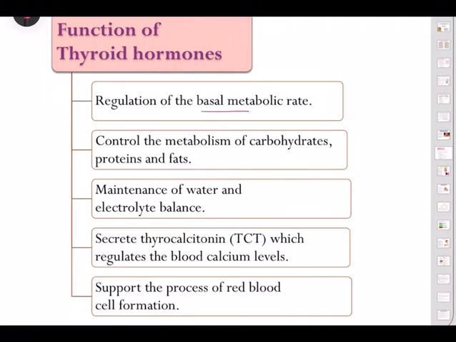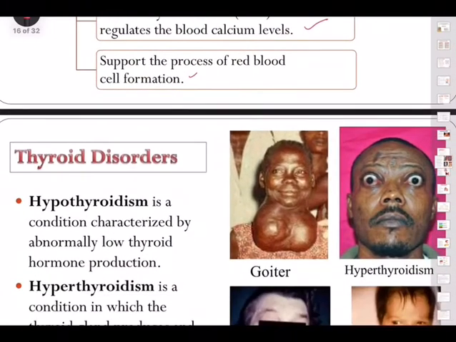So that's called goiter. It is basically regulation of metabolism, that's why it's very, very important. When somebody becomes abnormally fat, the physicians will test T3 and T4. Nowadays many people frequently undergo blood tests to see the levels of T3 and T4. They control the metabolism of carbohydrates, fats and proteins. Most important, they maintain water and electrolyte balance, so osmosis is maintained. The thyroid also secretes thyrocalcitonin, which regulates blood calcium levels. This is also important. They also support the process of RBC formation. So these are the very important functions of thyroid hormones.